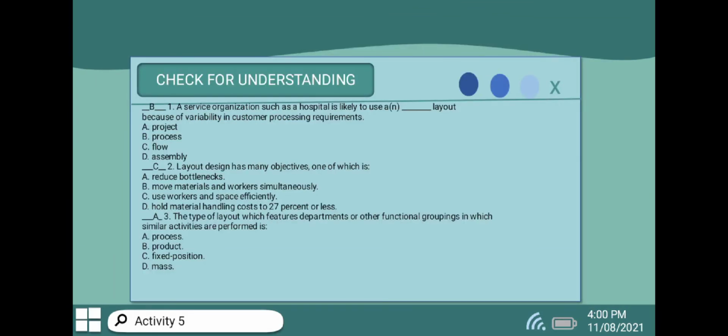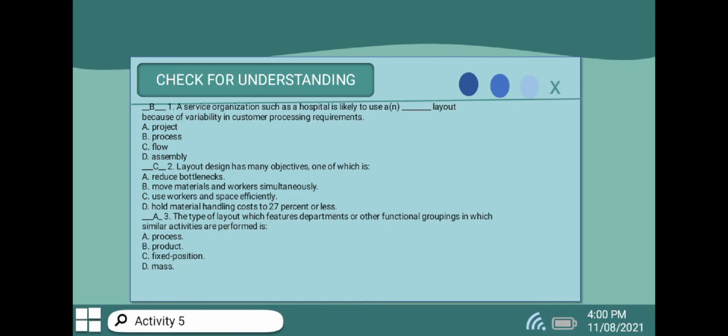Last activity, activity number 5, check for understanding. Question number 1. A service organization such as a hospital is likely to use a blank layout because of variability in customer processing requirements. A. Project, B. Process, C. Flow, and D. Assembly. The correct answer is process. Letter B.